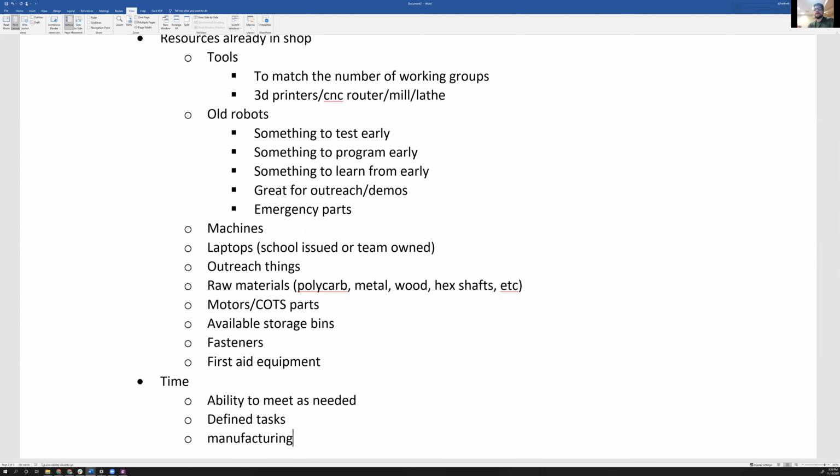Yeah, that can get tricky because we have two mills, but sometimes we only want to use the one mill. So having a queue line and knowing the priority of work is important.